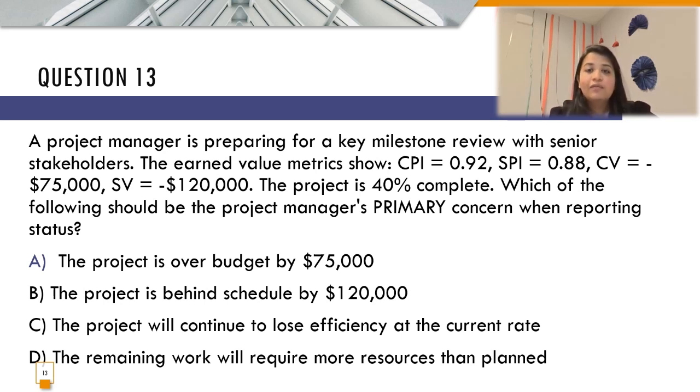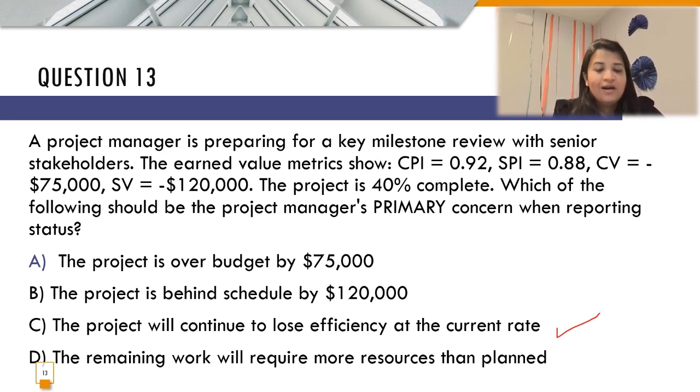So the most critical concern for the project manager in this particular condition is that the current trend indicates future performance risks. That means delays and cost overruns may escalate if they are not properly addressed by the project manager. So definitely, we are going to go with option C as the answer for this question.